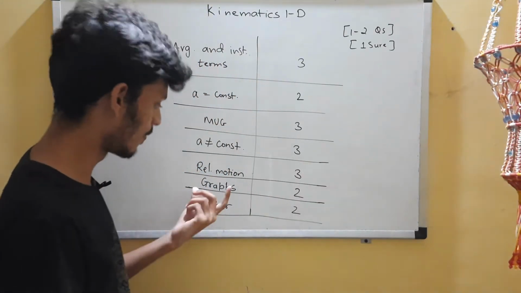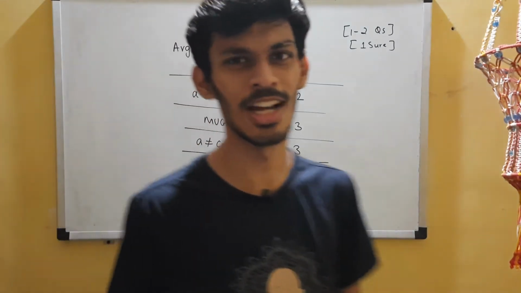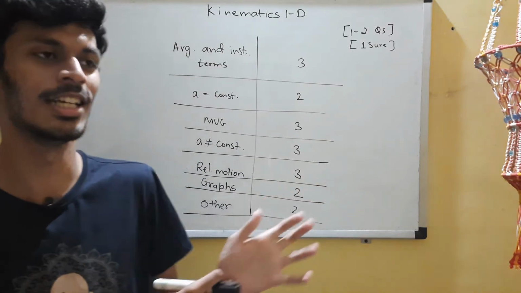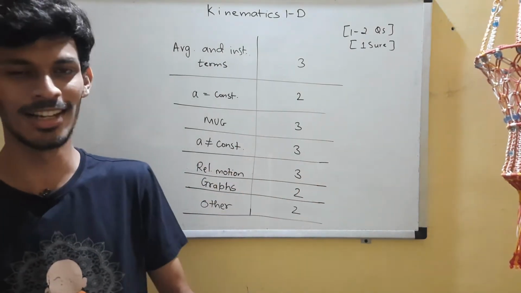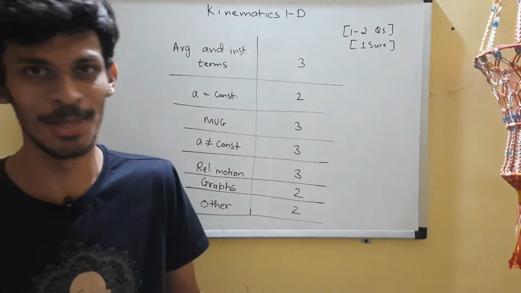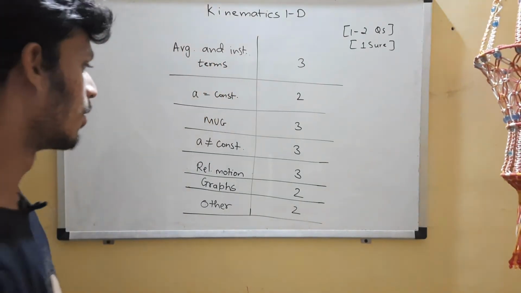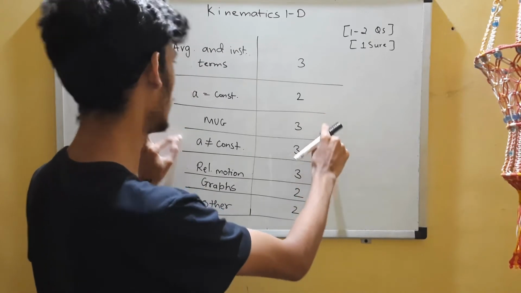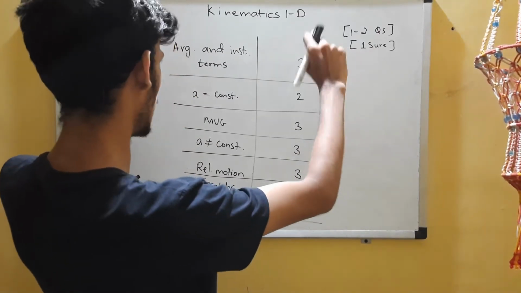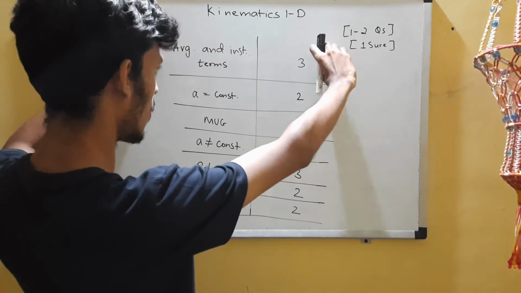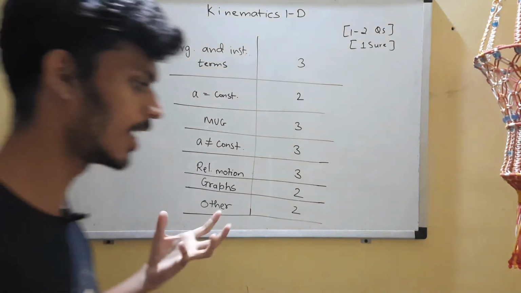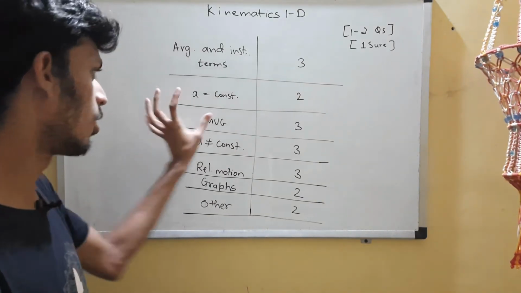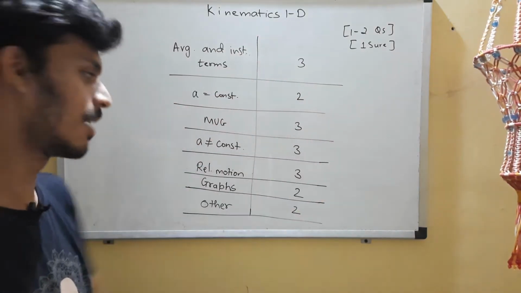Then the last thing is about graphs. Now graphs, again very straightforward questions. They might give you the v versus t graph and ask you for the acceleration. You can just find the slope and that will be your acceleration. So very straightforward questions from this topic, and from the others as well. Motion under gravity is a little bit of a conceptual topic, and conceptual questions are being asked from it.